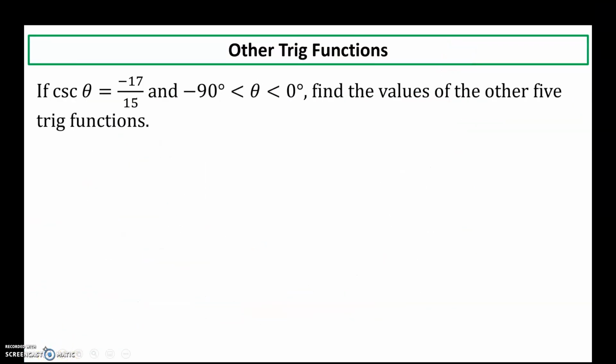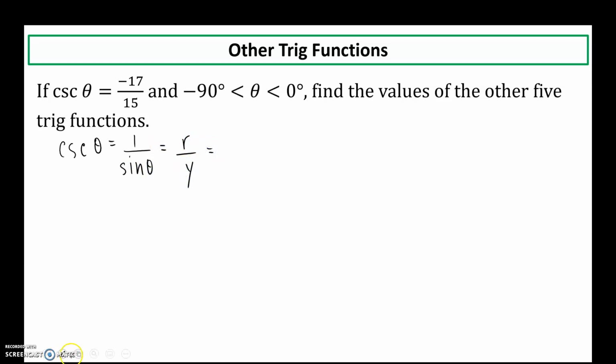All right, cosecant is given as negative 17 over 15, and your angle measure is between negative 90 degrees and 0 degrees. Find the values of the other 5 trig functions. So let's sort of decipher all the information that's given to us. Cosecant is the reciprocal of the sine function. So I have my radius over my y value, okay?